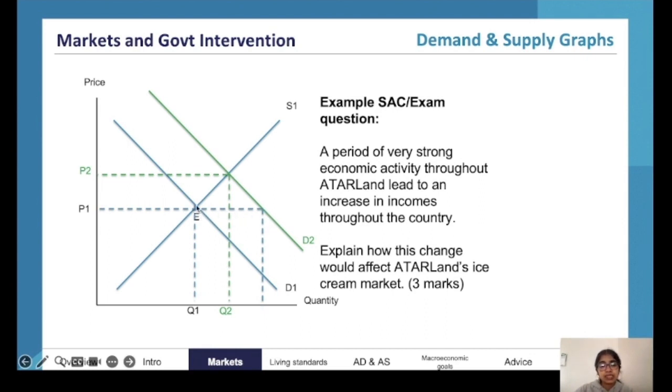So suppliers decide to raise their prices, up here to P2, to counteract that shortage and make more profits. This results in a new equilibrium at a greater price and a higher quantity sold. So that's pretty much what happens in the ice cream market.